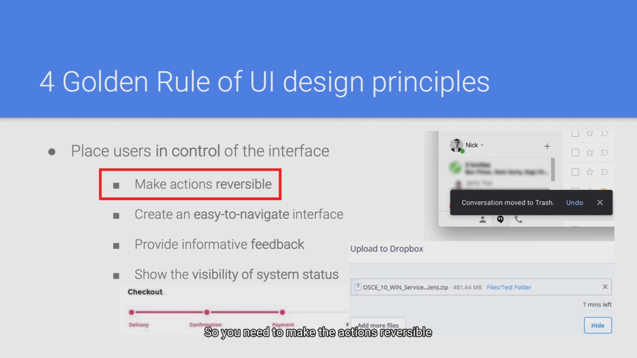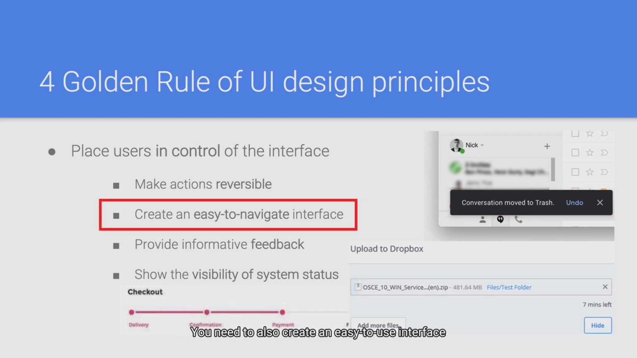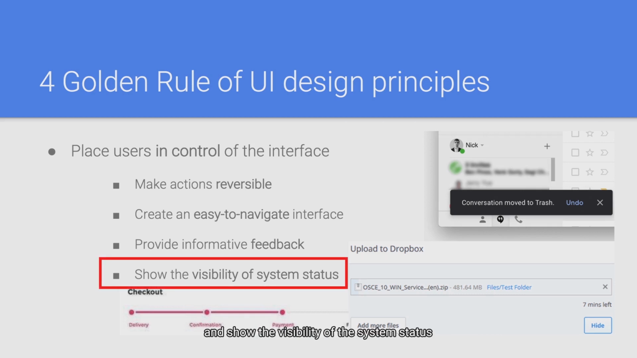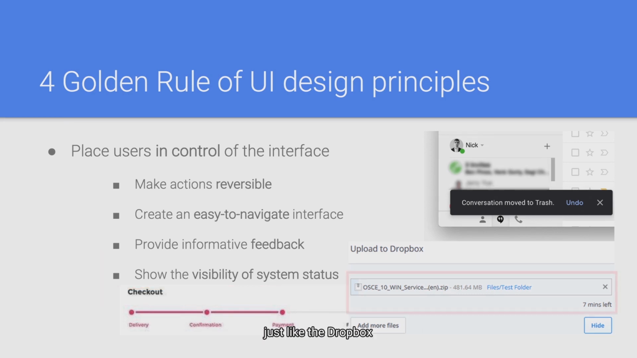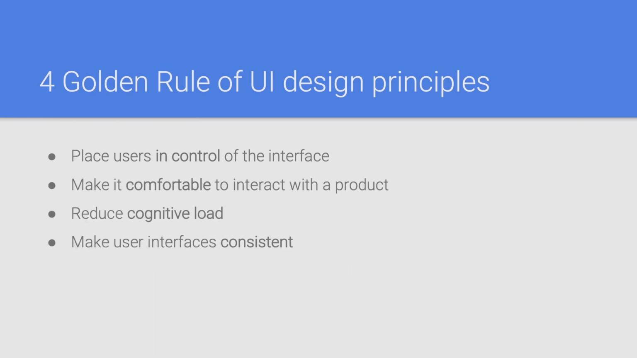So you need to make the action reversible, like the one in Gmail where you can undo a conversation move into trash. So you need to also create an easy to use interface, provide informative feedback, and show the visibility of the system status, just like the Dropbox, which they show the minutes left until upload completed.